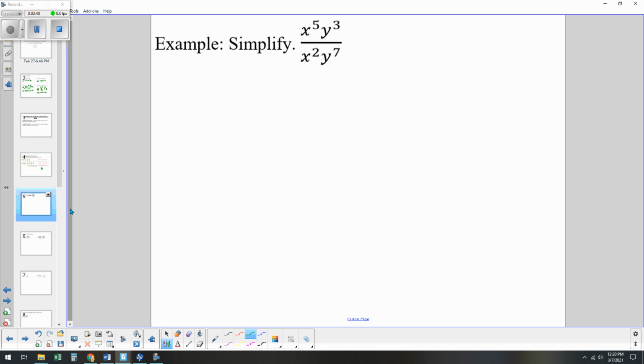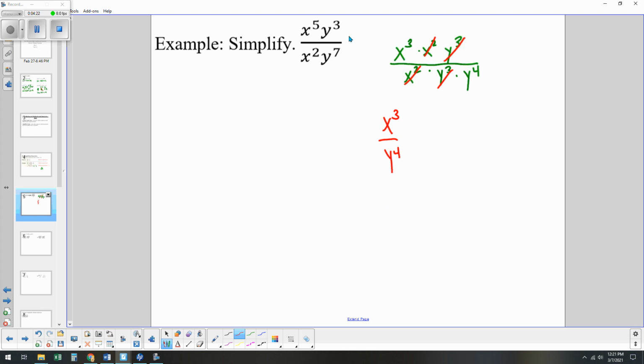So let's start with just some basic exponents. So we have x to the 5th times y to the 3rd over x squared times y to the 7th. So x to the 5th is really x to the 3rd times x squared, right? And the bottom is x squared. And then the top is y to the 3rd, and the bottom is really y to the 3rd times y to the 4th. So the y to the 3rds would cancel, the x squareds would cancel, and I'm left with x cubed over y to the 4th.